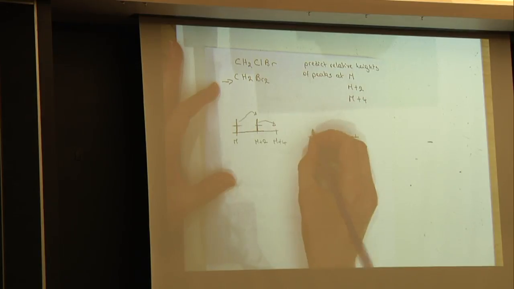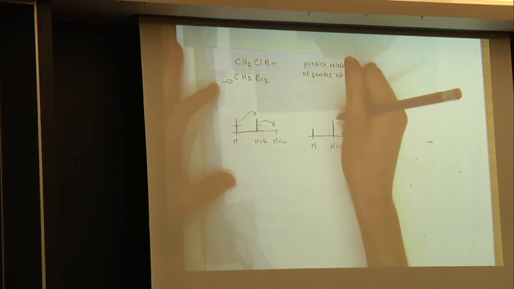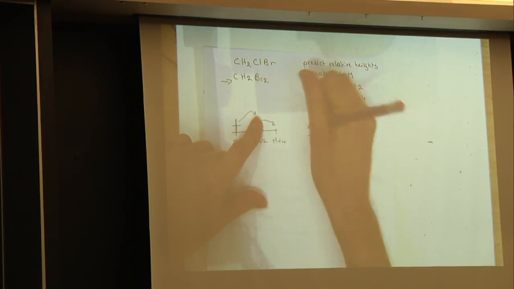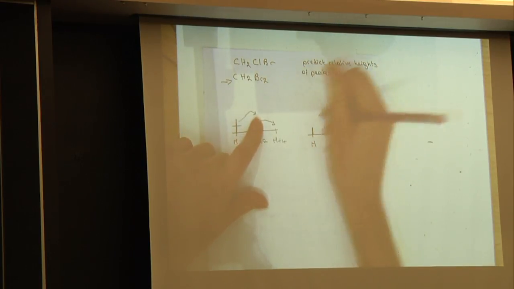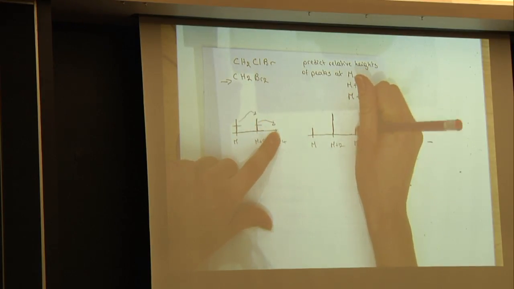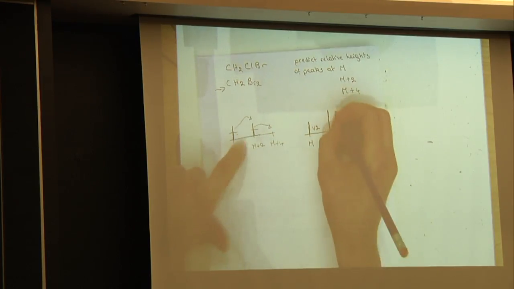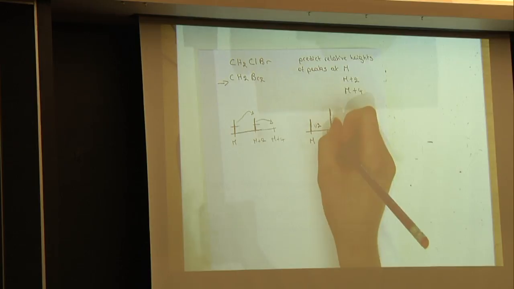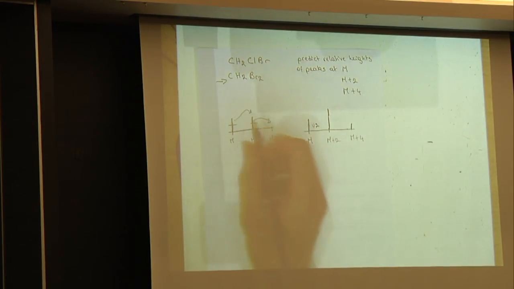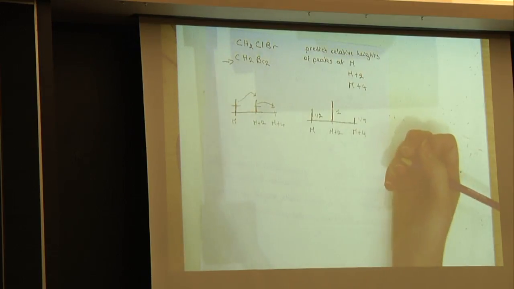I added this one here, and then here I just have 1/4. So then we would have, this is 1/2 of our original peak. Let's see, this is 1, and this is 1/4. Okay?